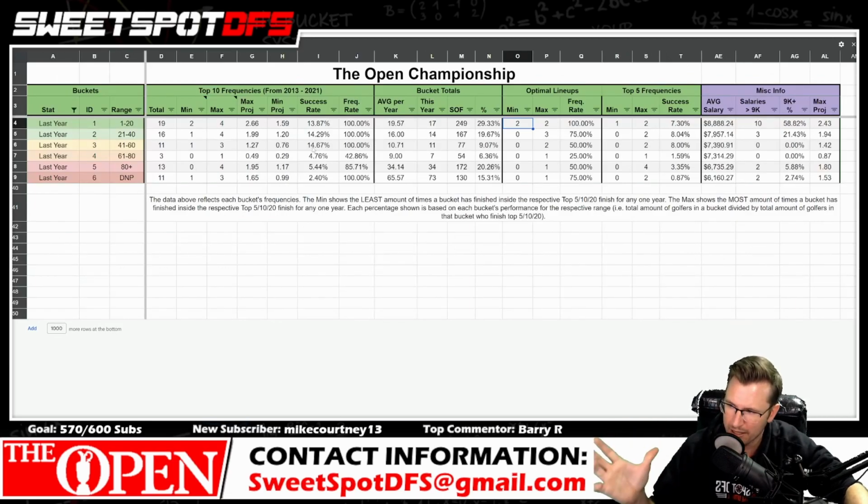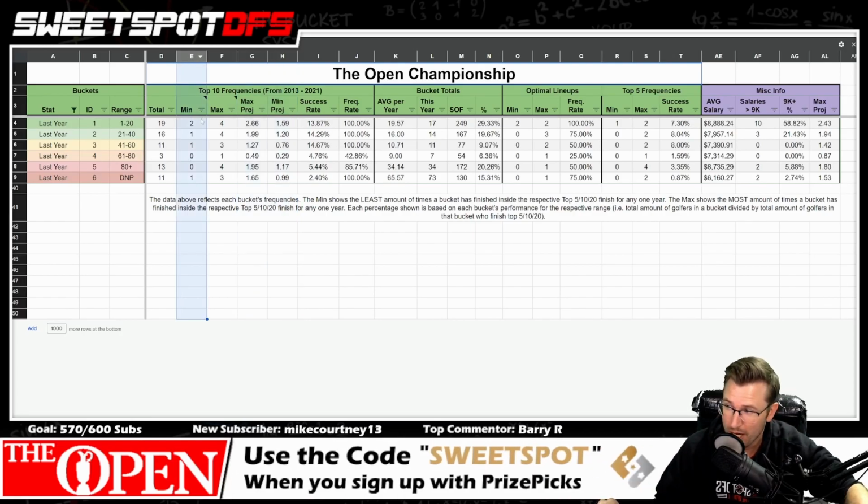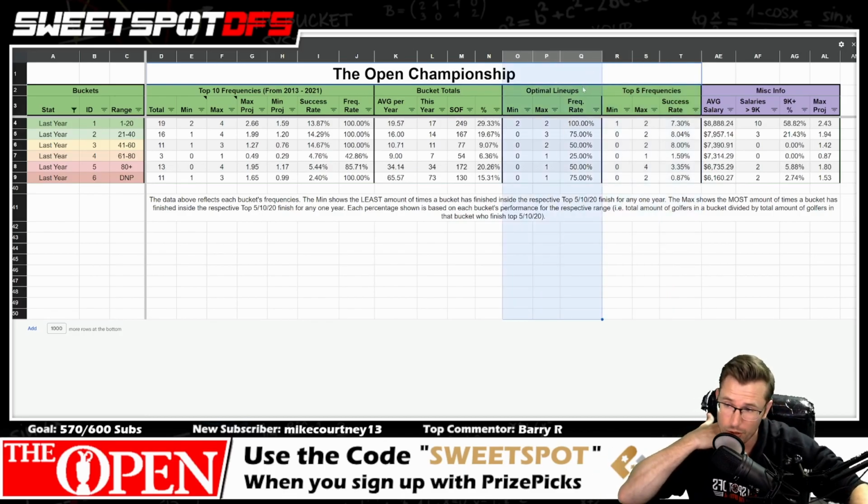That's how you analyze the bucket system. Look at your projections and then figure out, okay, what are our frequencies? Pretty high for 4 of these buckets. Well, that doesn't really narrow it down for me. Maybe I want to look at top 5s. Okay, cool. That narrows it down. Curious about optimal lineups? Then you have that data there for you as well. So all of that is at your disposal.